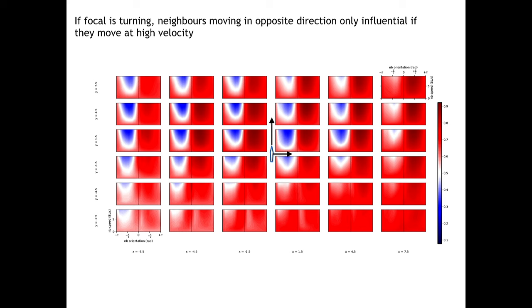If the animal is turning to the right, the evidence to move in the opposite side needs to be at very high velocities. Only a neighbor at very high velocity pointing to the other side will make it change its direction. But all the plot turns more red.